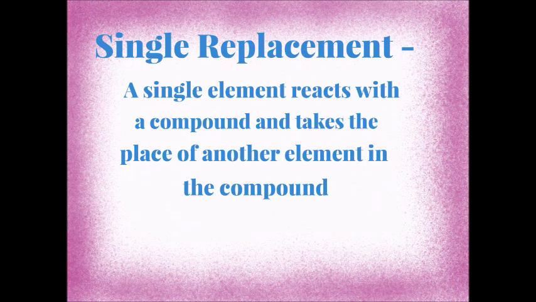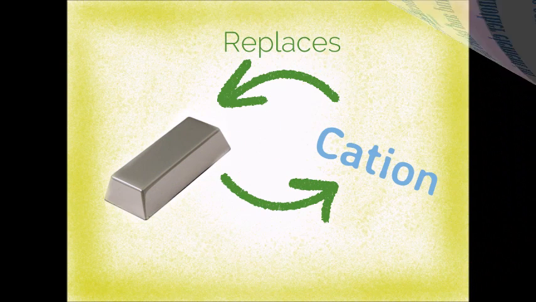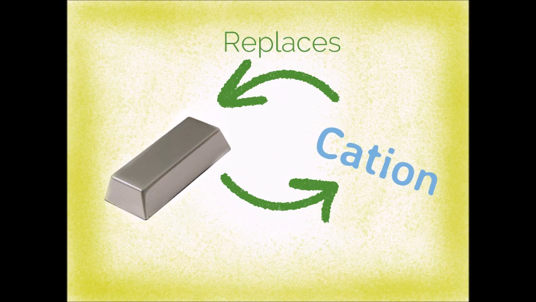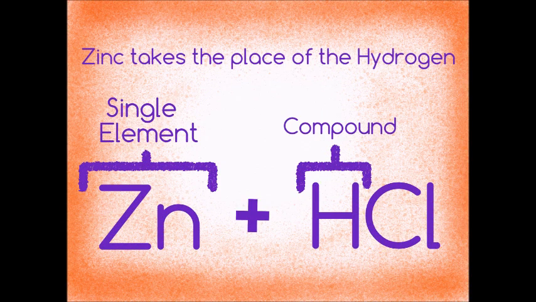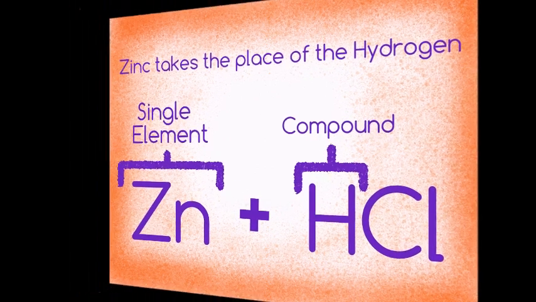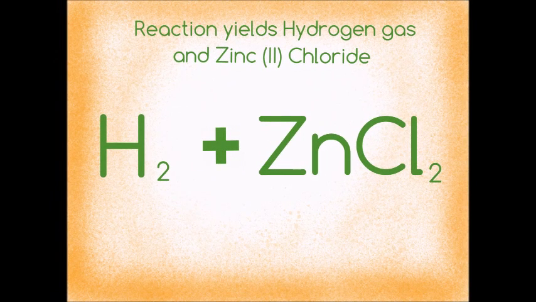In a single replacement reaction, a single element reacts with the compound and it takes the place of another element in the compound. Typically, the reactions will consist of an elemental metal combining with another compound. During the reaction, the metal switches place with the cation of the compound to yield a single element and another compound. In this way, the element replaces the cation in the compound, which gives the reaction its name. In this example, the single element is zinc, and the cation in hydrochloric acid is hydrogen. The zinc replaces the hydrogen, which yields zinc 2 chloride and hydrogen.